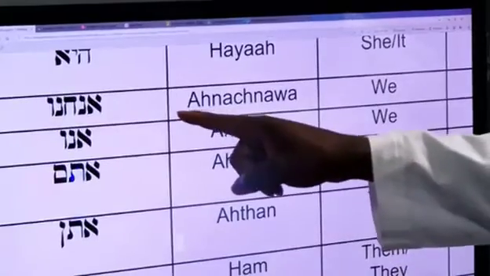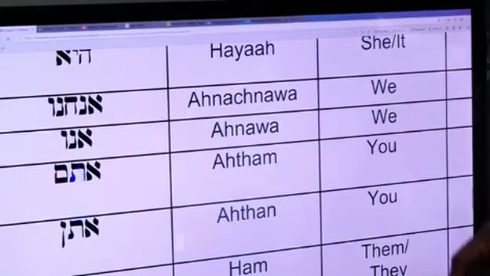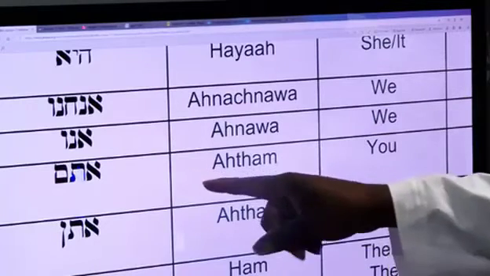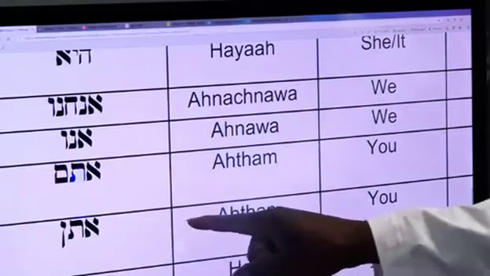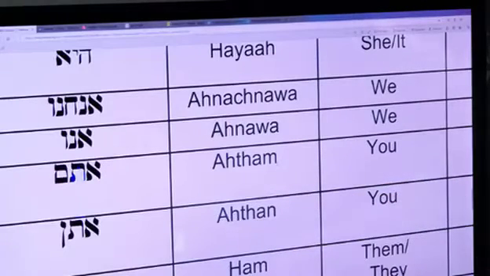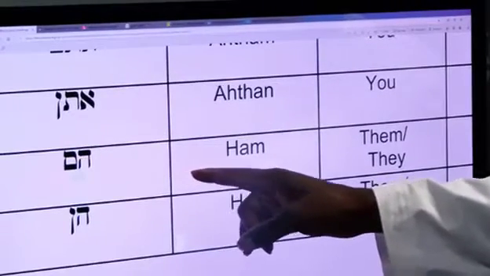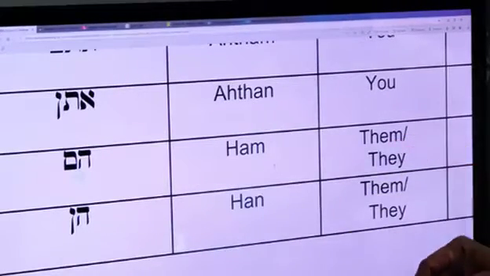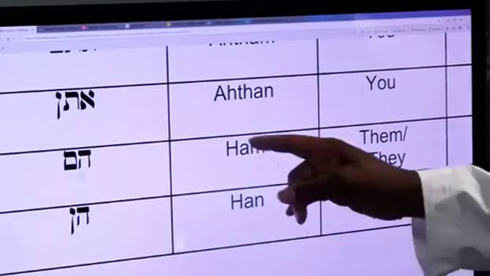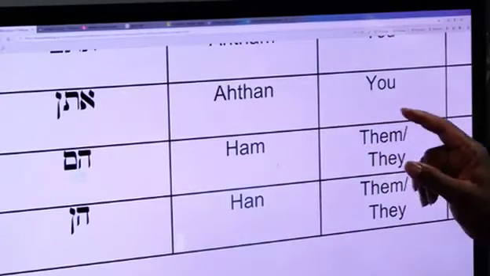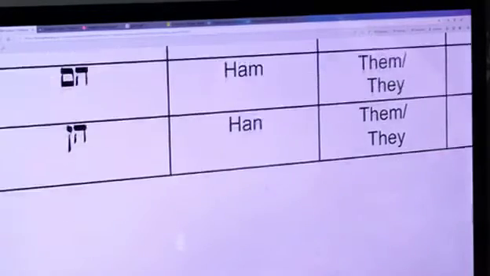We have anachnawa, which means we. We have anawa, which also means we. We have a thumb, which means you, masculine plural. A thun, you, feminine plural. We have hum, which means them or they, and we have han, which means them or they, feminine. So hum is masculine, them or they. Han is feminine, them or they.